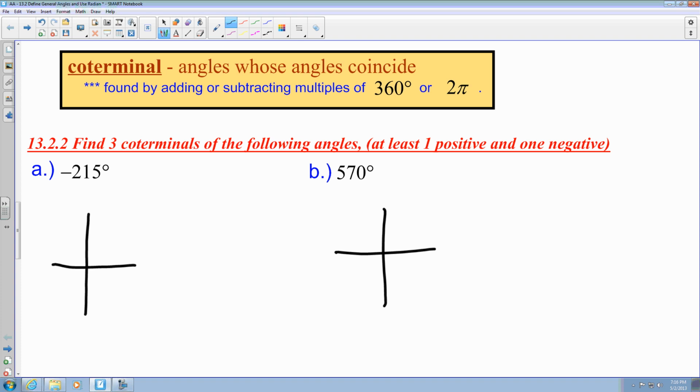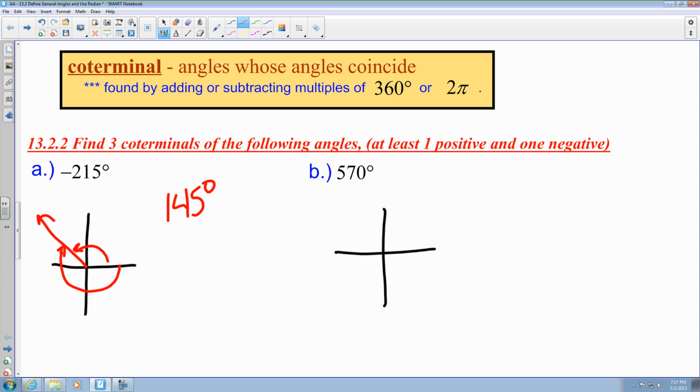So negative 215, I know, is going to go clockwise, and I know it's going to extend over 180, so it looks something kind of like right around here. And if I wanted to know what the positive of that is, I could just take 360 and subtract 215, and I get a value of 145. So I know that this positive over here is 145 degrees. So saying negative 215 degrees is the same thing as saying 145 degrees.